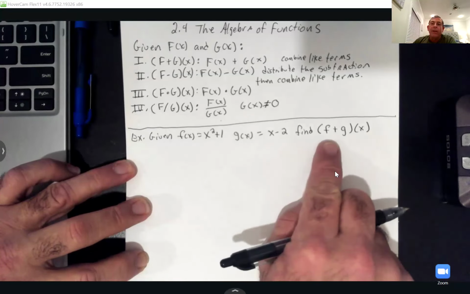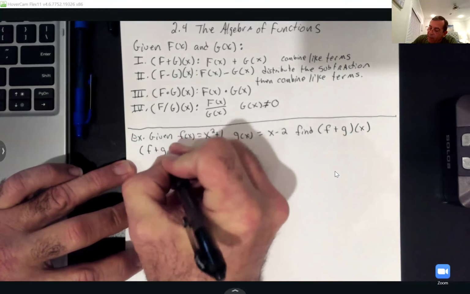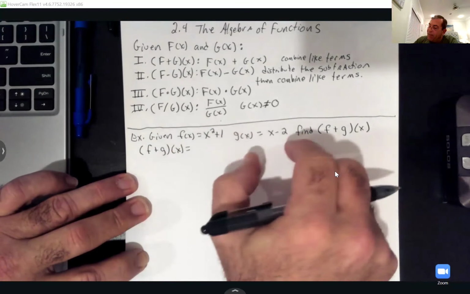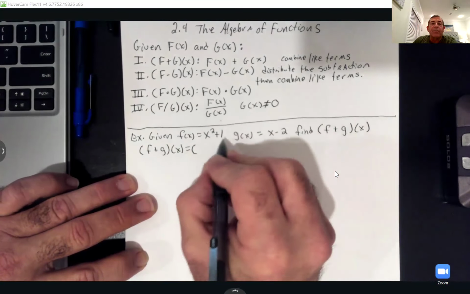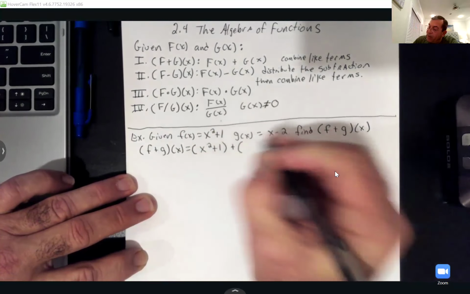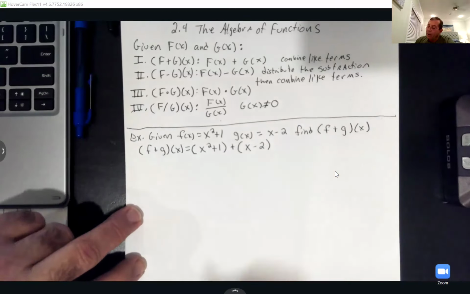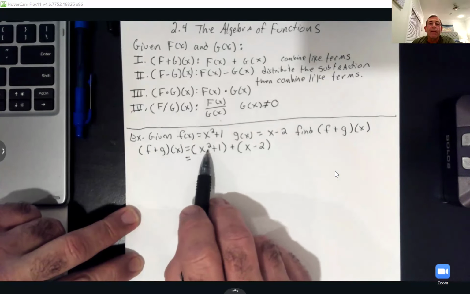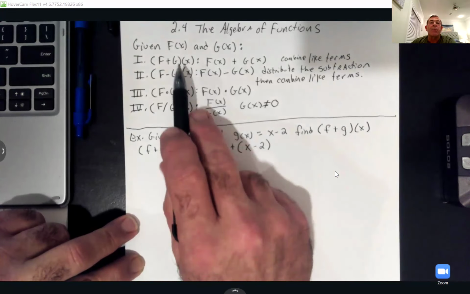All right, y'all, so look, f plus g of x. So come down with your f plus g of x. Now, I always start out by putting my functions in parentheses. So we're going to have our f of x, which is x squared plus 1, plus our g of x, which is x minus 2. All right, so remember, the left side's just telling us what we're doing here. Here's my two functions, my f of x plus my g of x, going by the pattern we got up here.